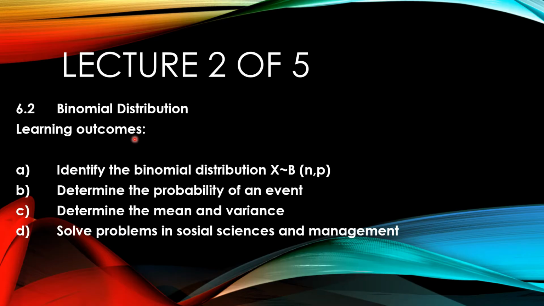Learning outcomes in this lecture are: the first one, we need to identify the binomial distribution such that X is distributed B(n, p). The second one, we need to determine the probability of an event. Next, we need to determine the mean and variance. And the last one, we need to solve problems in social sciences and management. Let's listen to the explanation from Madam Saadah.